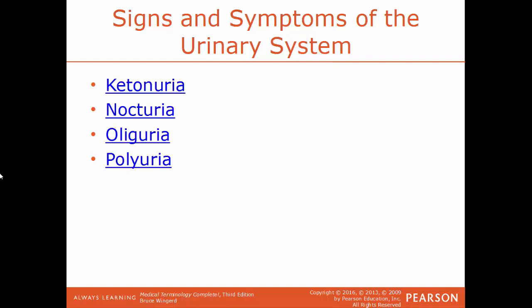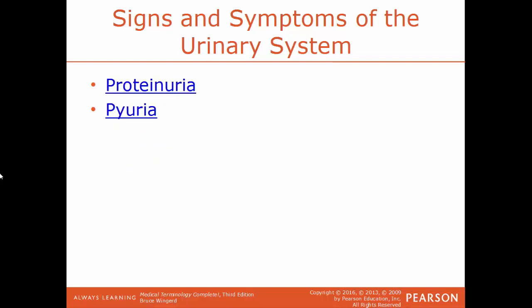Nocturia. This is a condition where the person feels the need to wake up and to urinate at night. Oliguria is the production of very small amounts of urine. And the opposite of that would be polyuria, the production of an abnormally large volume of urine. This will result in very dilute urine. Proteinuria, the presence of proteins in urine. And pyuria is the presence of pus within urine. This is most likely due to a bacterial infection.